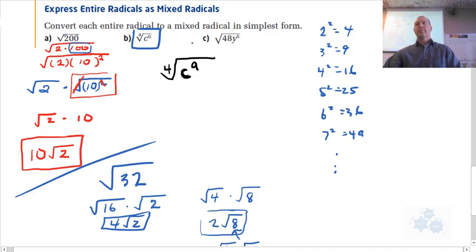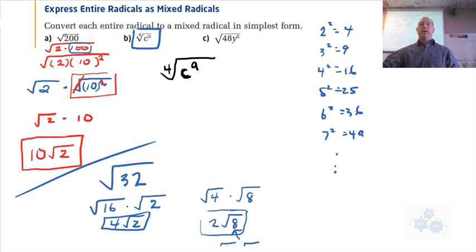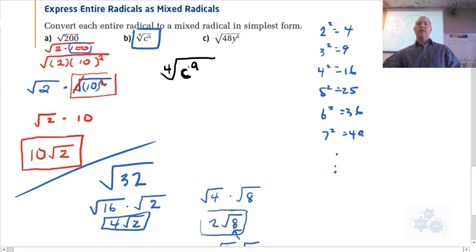Okay, c to the power of 9. Now, you have to think about this. What multiplies by itself 4 times to get c to the 9? Is there anything? No. When we work with exponents, one of the easiest things to do is to think: if I'm trying to get c to some power, a 4th root, does this divide evenly by 4? And 9 does not divide evenly by 4, so that's not a perfect 4th root.